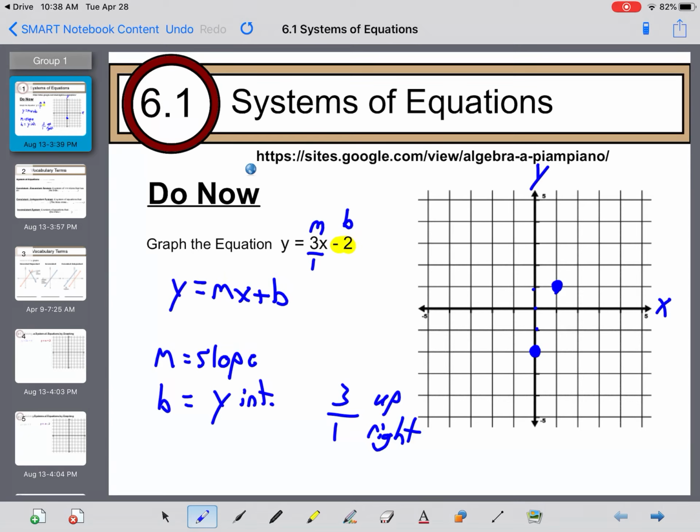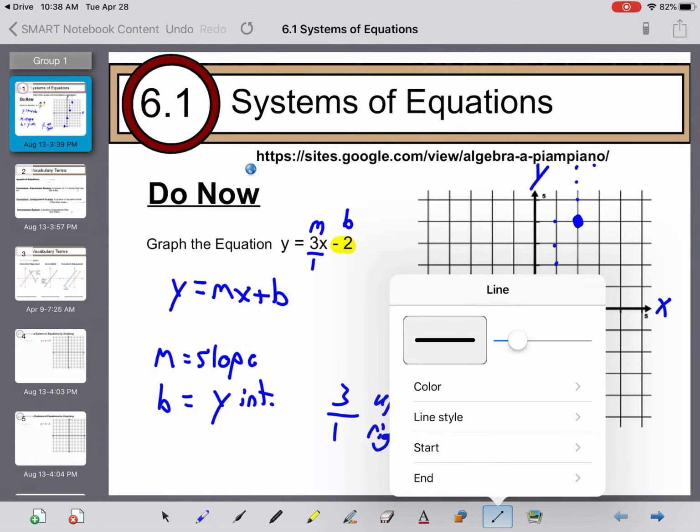So I'm going to follow that pattern and put a point. I'm going to keep going until we run out of room. Now we're off the page. Now, if you can't continue up and to the right, you're supposed to do the opposite and go down and to the left. So we should have a total of 4 points for this line.